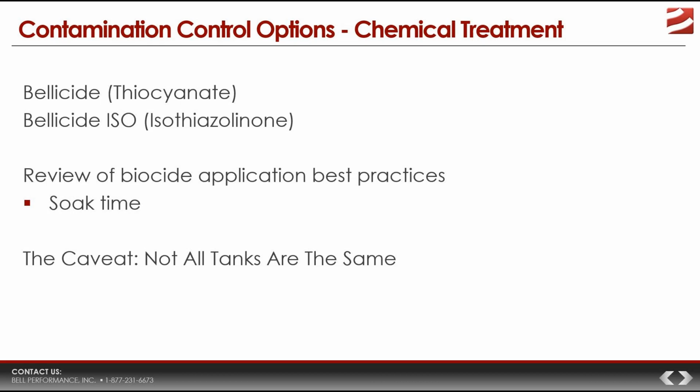webinars and trainings, we talked about the aspects of what makes a good biocide. And for the interest of time, we can't rehash everything here. At Bell Performance and Bell Fuel and Tank Services, we have two different chemistries that we use. One is Bellicide, which is thiocyanate, and one is Bellicide ISO, which is isothiazolone. Both of them are excellent, what they call broad-spectrum chemistries, which means they do well at killing lots of different kinds of microbes. They're both very good chemistries. We'll just leave it at that.